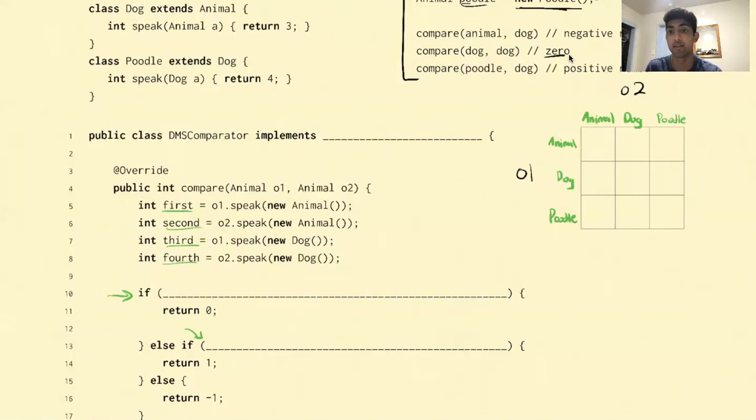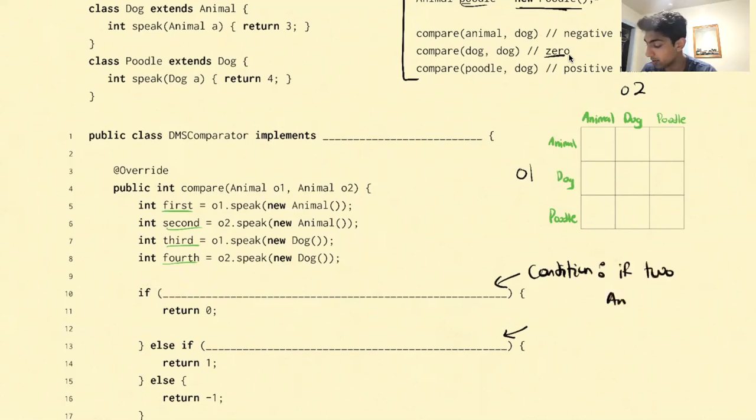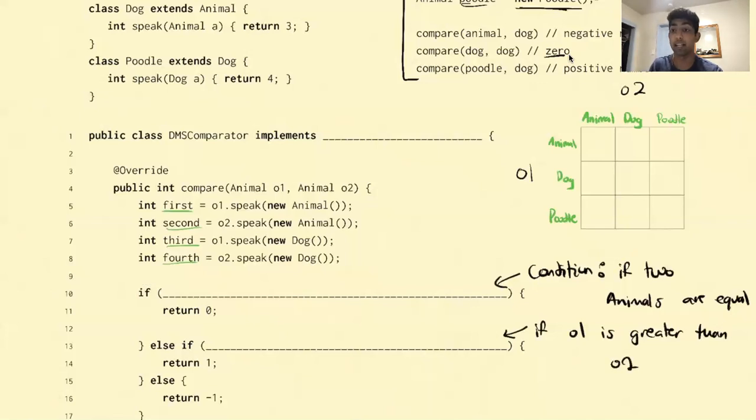Okay, so in order to approach this question, I think the first thing to understand is what should be in these blanks right here. In this blank, it should be some sort of condition that checks if two animals are equal, right? That's what this first condition should be. The second condition should be if O1 is greater than O2, okay? So that's some intuition for what these two blanks are, but we actually skipped one thing, which is what should go in this blank over here, okay?